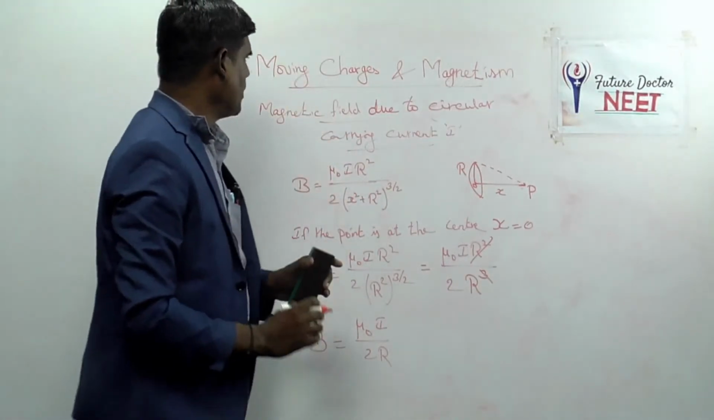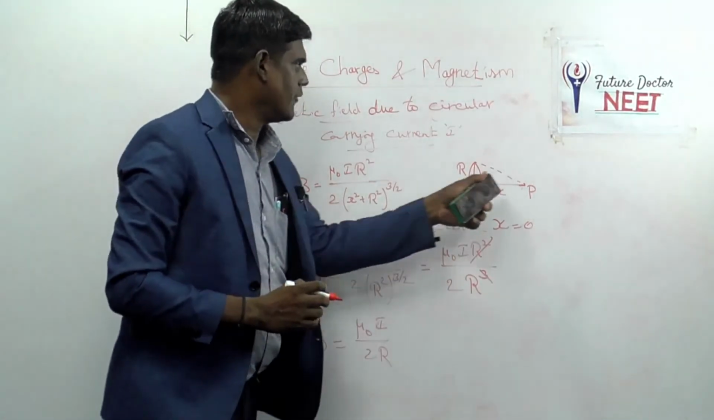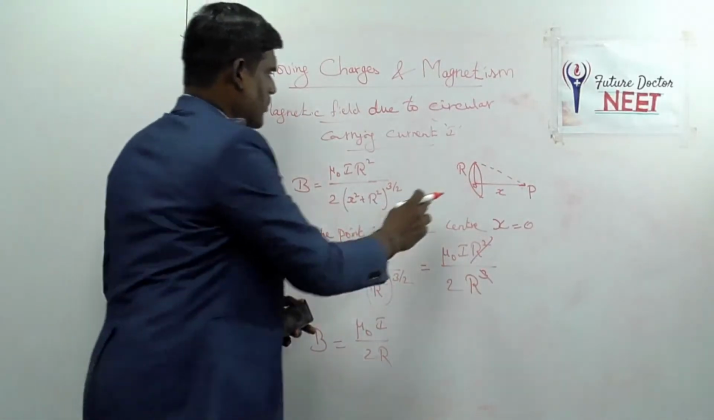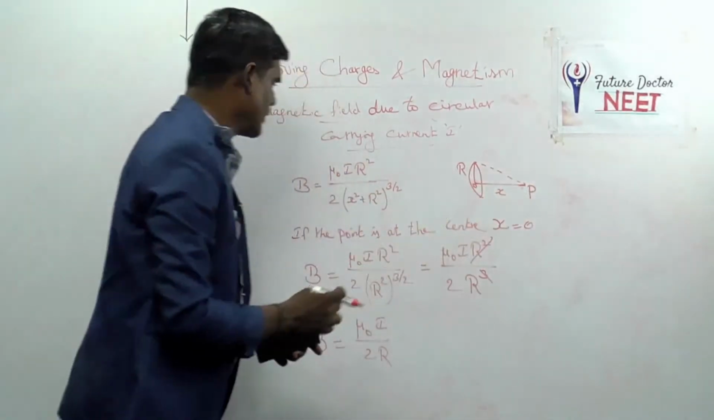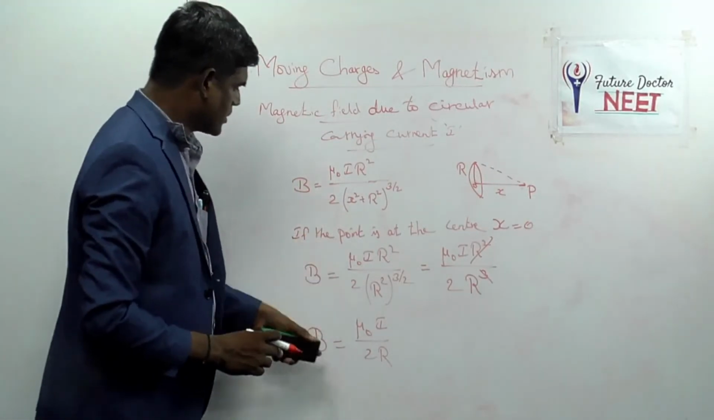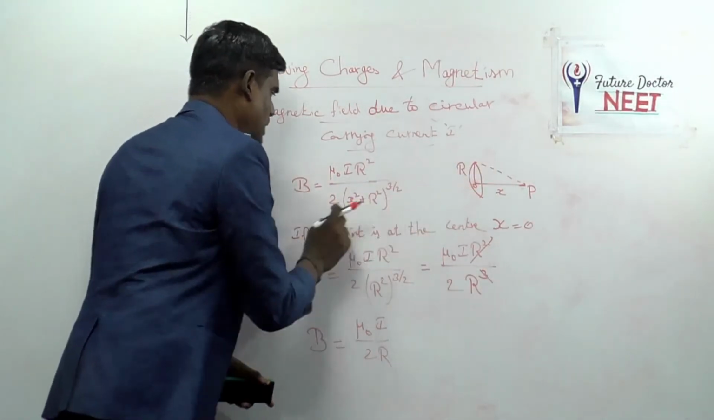So this is the magnetic field due to a circular coil carrying current when the point is at the center of the coil. And when the point is at x distance from the center of the coil, this is the formula. Okay. At the center, this is the formula, and at x distance from O, the center point, this is the formula.